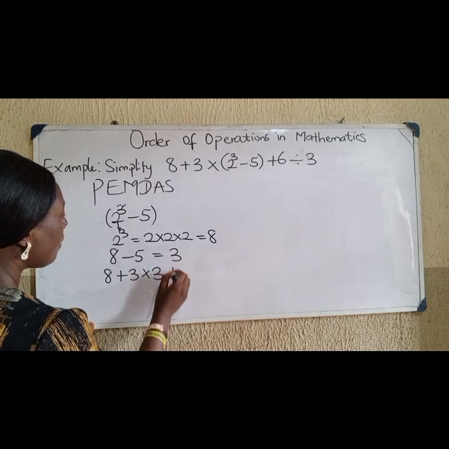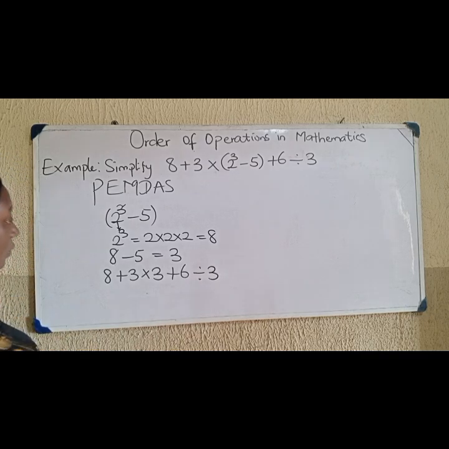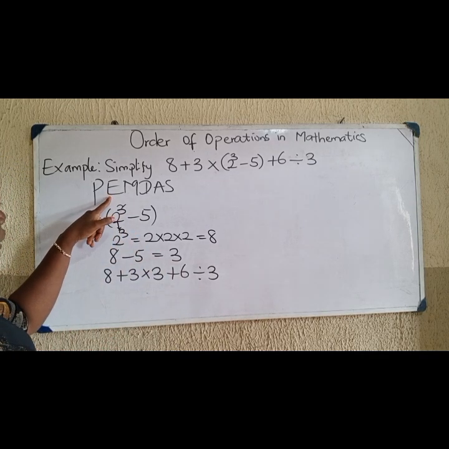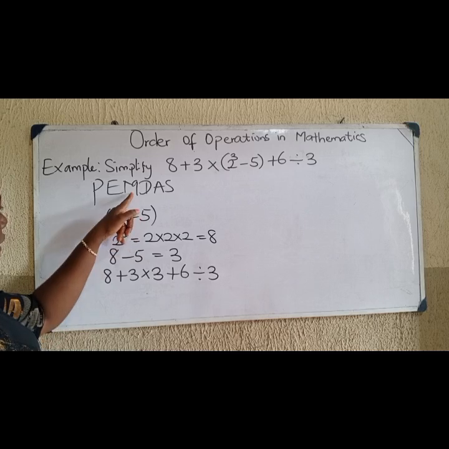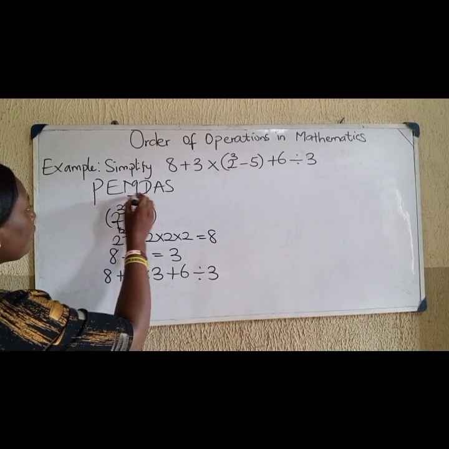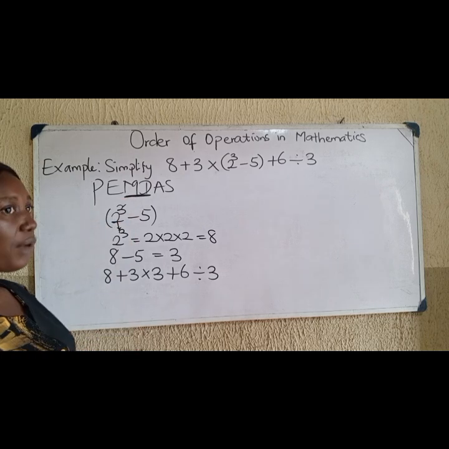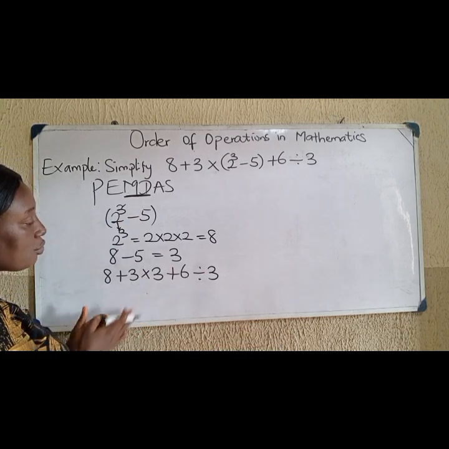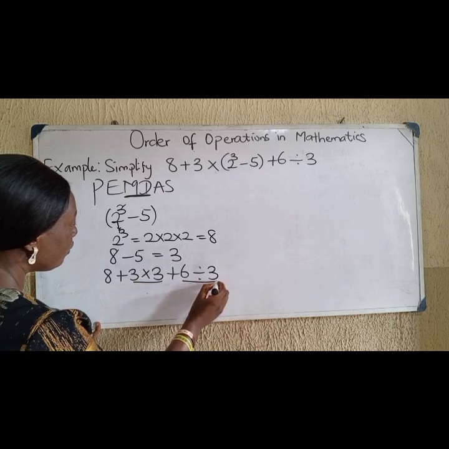3 plus 6 divided by 3. Now, looking at the expression now, the second order there is what? Exponent. But in this expression, I don't have exponent here. The next one is what? Multiplication and division. I told you that they are of equal priority. So you solve them from left to right.